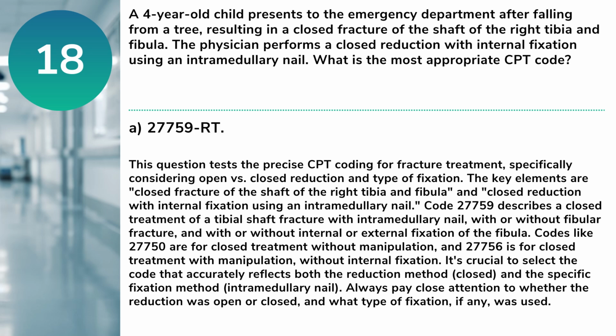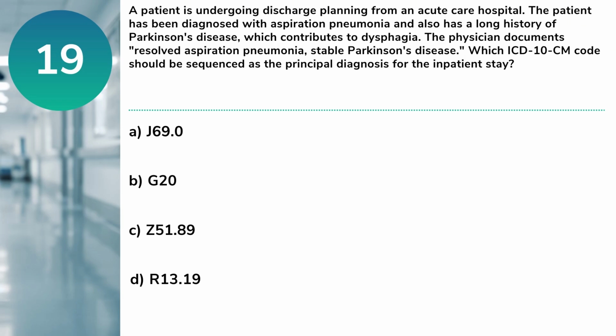Codes like 27750 are for closed treatment without manipulation, and 27756 is for closed treatment with manipulation, without internal fixation. It's crucial to select the code that accurately reflects both the reduction method, closed, and the specific fixation method, intramedullary nail. Always pay close attention to whether the reduction was open or closed, and what type of fixation, if any, was used. Question 19. A patient is undergoing discharge planning from an acute care hospital.